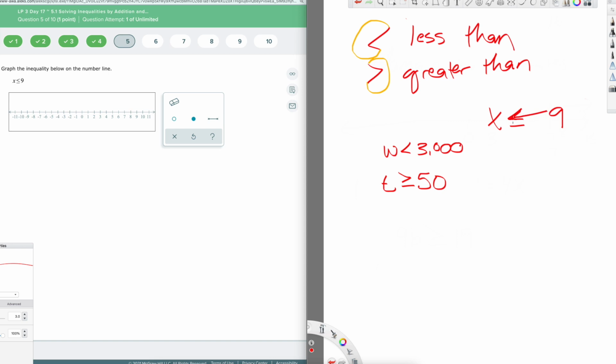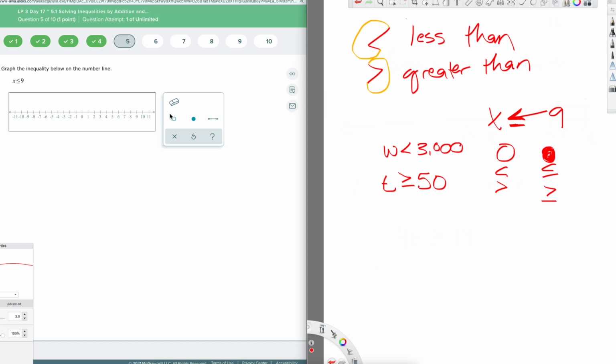That's where I want to go. This equal to means it's going to include the 9. And the way we show that on the graph, including or not including, is an open dot is not including. So this would be greater than or less than. A closed dot is equal to, so that means it includes the number. So that's how we visually show whether it's less than or greater than, or less than or equal to, or greater than or equal to. We just do an open dot or a closed dot.